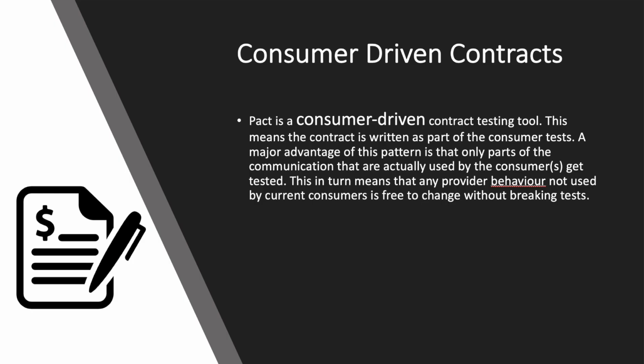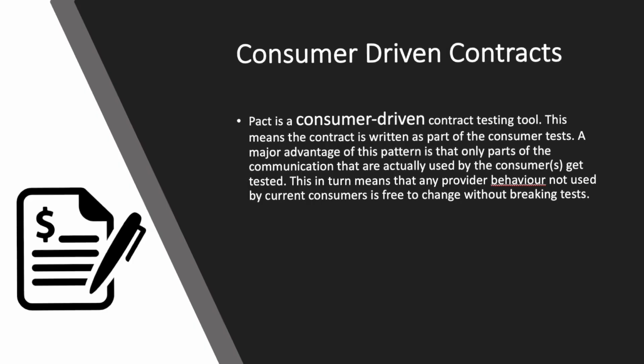This in turn means that any provider behavior not used by the current consumer is free to change without breaking the test. So if you're not really testing that particular piece of API component, or maybe that particular path of the API, then you don't really have to worry about it. You can just freely go and change that, and your consumer is not going to be worrying about that. So you can just change that without any problem. And that's the real power of consumer driven testing within Pact.